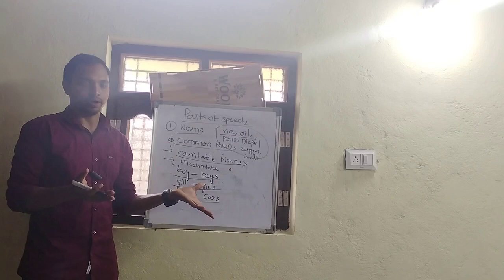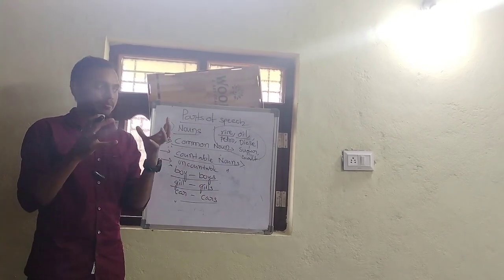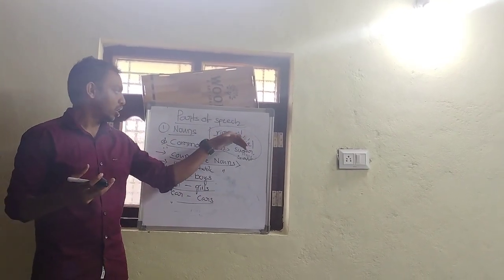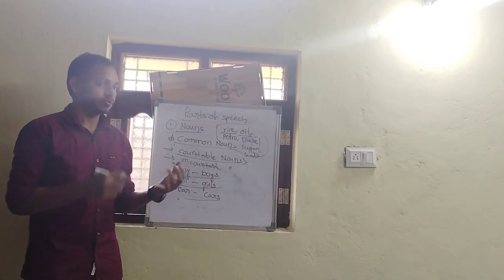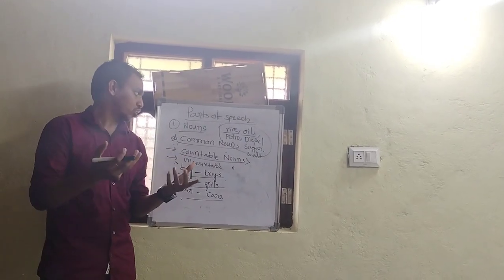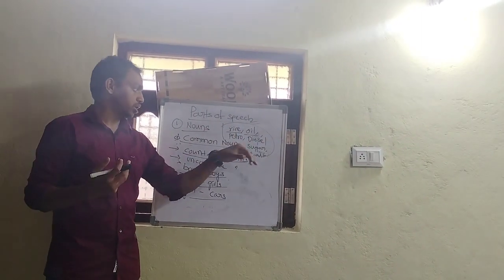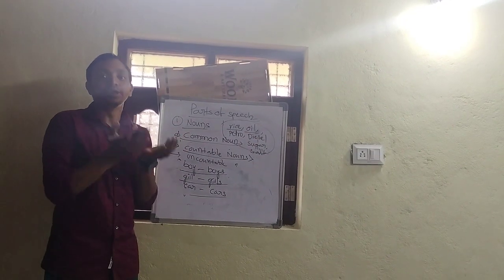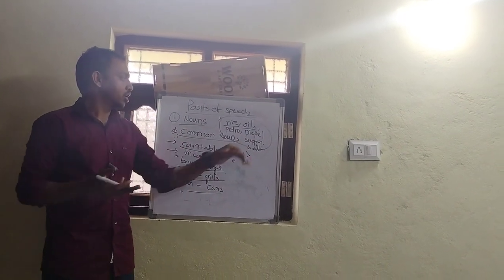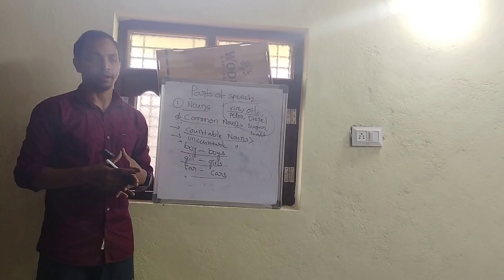Rice, we cannot count it but we can measure it. Oil, we cannot count, like a drop of oil. Petrol, diesel, also the same. Sugar, so we can measure it, but we cannot count it. Sugar and salt are also the same.